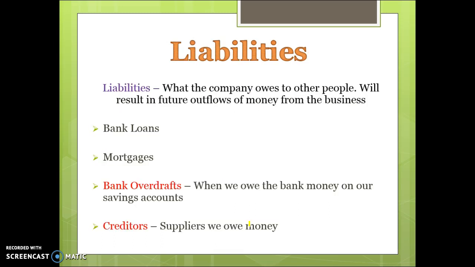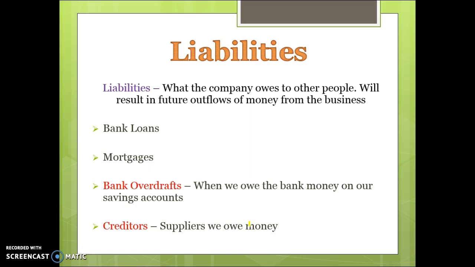Then businesses have what we call liabilities. So liabilities are basically what the company owes to other people outside of the owner. So they will result in paying money or outflows of money from the business in the future. And that can include any money that we owe to the bank. It can include money we owe to our creditors. So creditors are people that have provided us with stock or provided us with a service in the past and we haven't paid them yet. So it's basically other businesses that we owe money to.